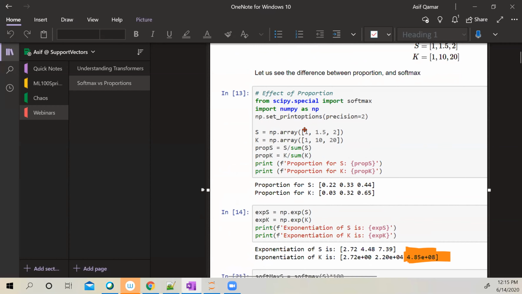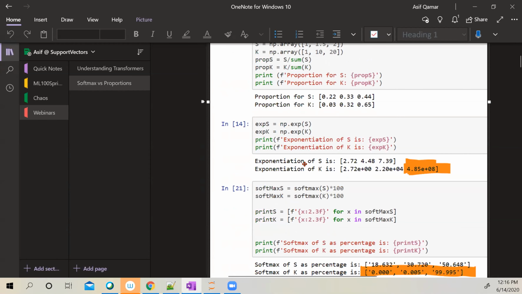The other problem with just taking proportions is that it wouldn't handle negative values. You'll have negative numbers, and those don't look like probabilities. If you want them to behave like probabilities, you need values between 0 and 1, and you want all of them to add up to 1. So softmax does the trick for you.